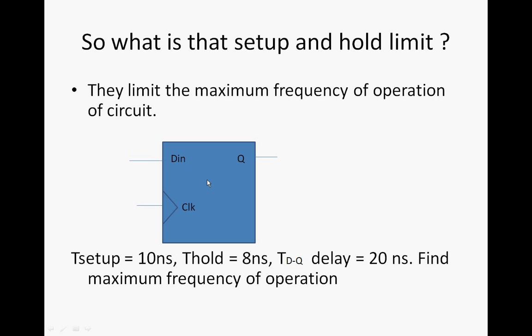So consider the D flip-flop. D in is the input, Q is the output, and there is a clock. It's a positive edge flip-flop, suppose. The setup time is 10 nanoseconds, hold time is 8 nanoseconds, and the combinational delay from D to Q is 20 nanoseconds. So how do we find the maximum frequency of operation?